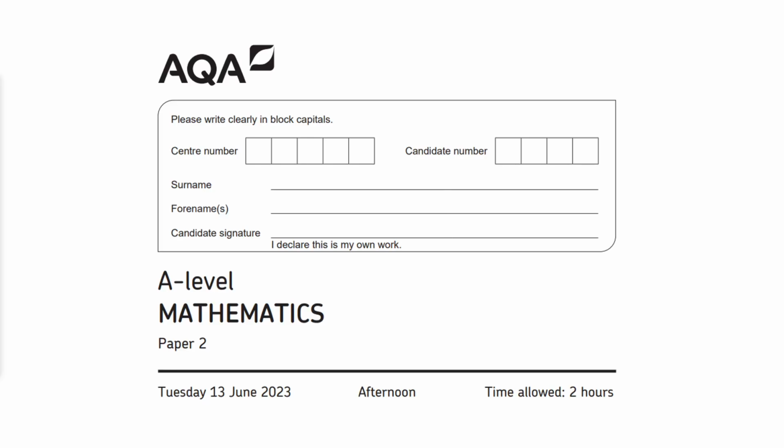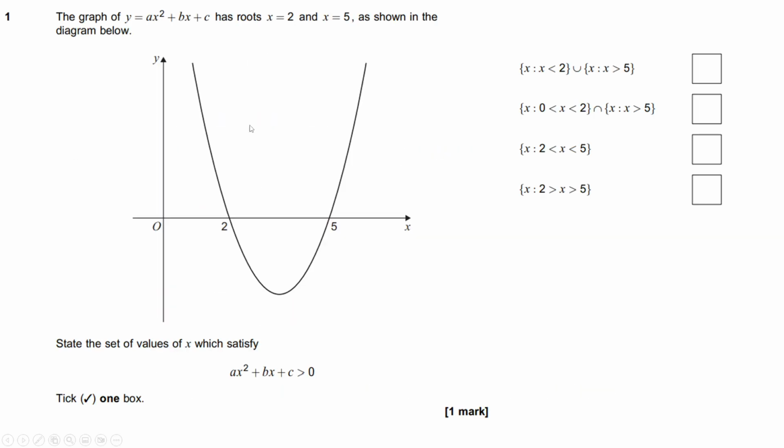This is 2023 paper 2 A-level maths. Okay, so we've got this quadratic here. We've got roots at 2 and 5, and we just want to look for the values of x that make the quadratic greater than 0. So we just want to be above the x-axis, basically. So we want to be either less than 2 or greater than 5.